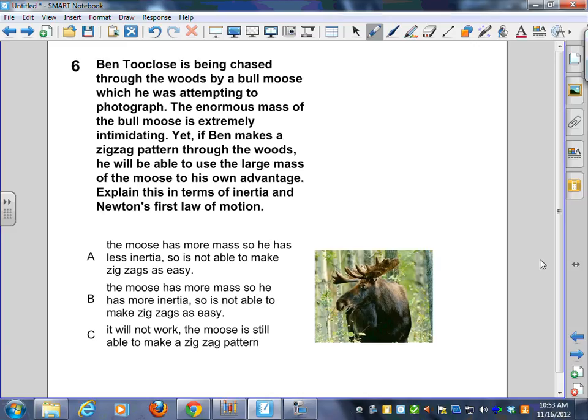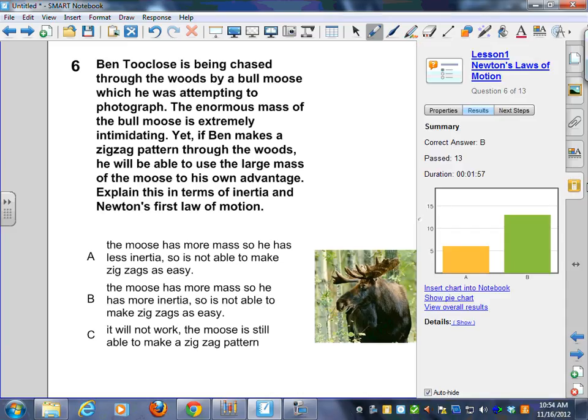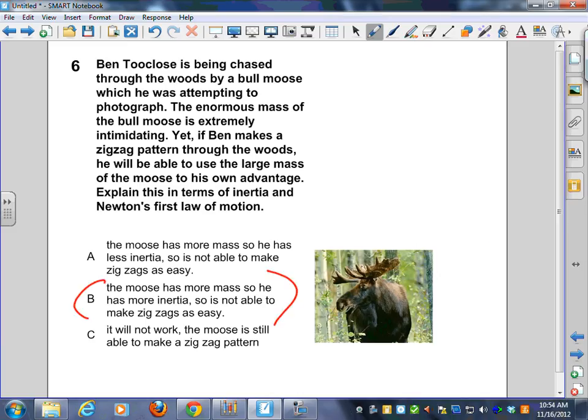What about this moose? The correct answer is B. The moose has more mass, so he has more inertia, so he's not able to make zigzags as easily. You watch a football game, right? The little running back has less inertia, he can zigzag back and forth. The big lineman can't move as fast. They're too big. Think about the Titanic. They saw the iceberg and were trying to avoid it, but the Titanic was so big that they couldn't make the zigzag. Too much force required.